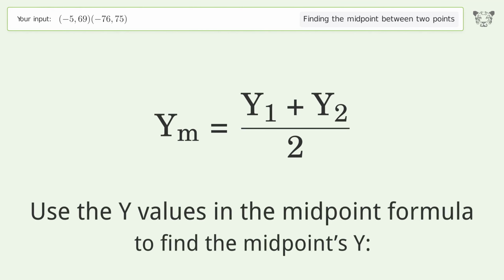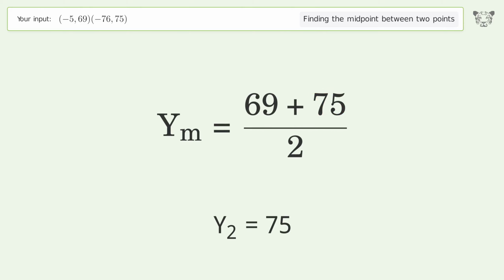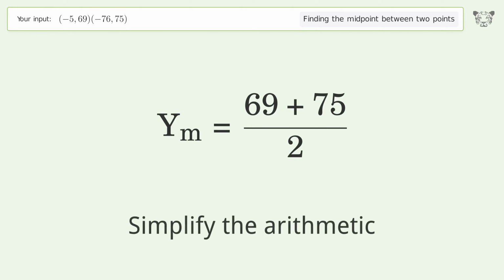Use the y values in the midpoint formula to find the midpoint's y. y1 equals 69. y2 equals 75. Simplify the arithmetic.